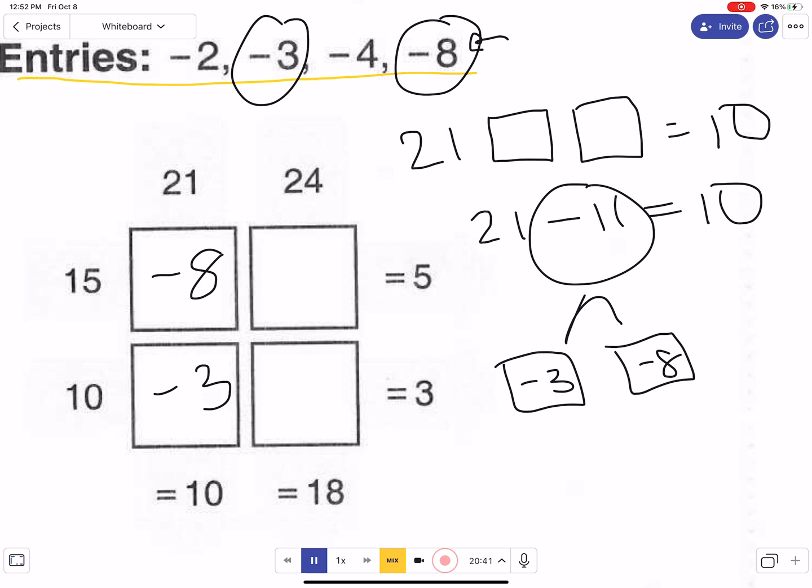So you just kind of have to do some quick mental math to determine where they are correctly going. Okay? I know that kind of seemed quick, so if you need me to explain it more, you can email me and I can see if I can help you.